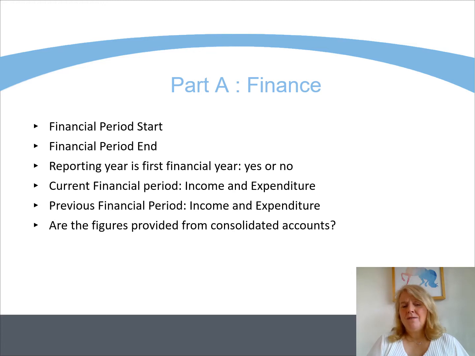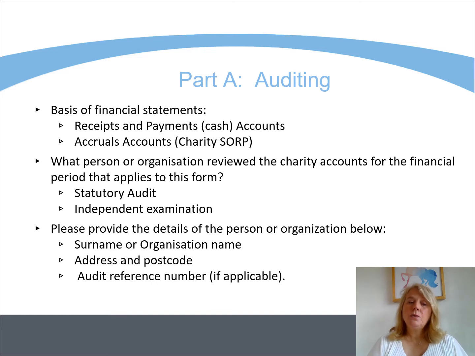It asks, are the figures provided from consolidated accounts? For most charities, this is a no, because most charities aren't in groups. So it asks, what are the bases of your financial statements? And for most of the Scouting Ireland groups, the basis will be receipts and payments. You would have accruals accounts if you're registered as a company, and there's some other conditions which we'll look at. But for most of you, you're going to be doing receipts and payments accounts.